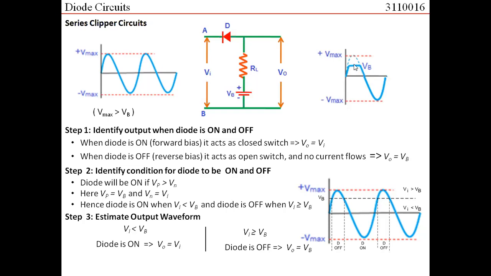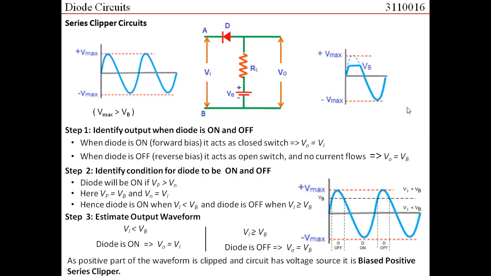When the input voltage is higher than VB, the output voltage is restricted and it remains constant at VB. But when the input voltage is less than VB, the input voltages are available on the output side. So again, if you try to name this, I'm sure you would be able to get this. We would call it a biased clipper because battery is present. We would call it a series clipper because diode is in series. And because the upper portion of the waveform is clipped, we would call it a positive clipper. So what we have is a biased, positive, series clipper.